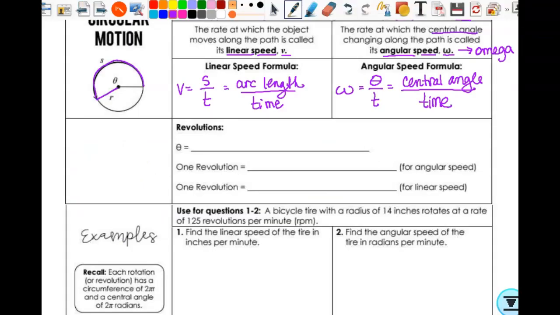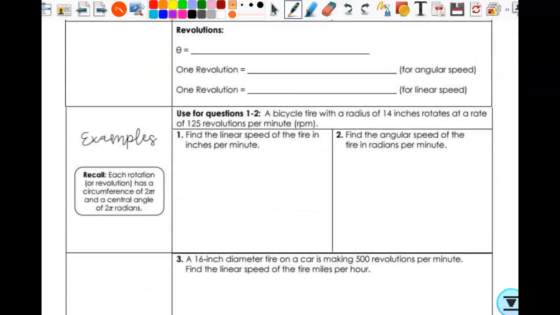So let's talk about the things we need to know to do all of this. Theta, our actual angle, is some value that relates to 2 pi. I need to know how many times I go around the circle. If I go around the circle once, my angle is 2 pi. If I go around just a half, my angle is pi. If I go around 2 full rotations, then it's going to be 4 pi, because I'd have to multiply it by 2. So your theta is based on your number of revolutions times 2 pi.